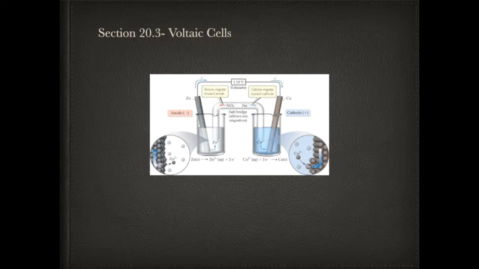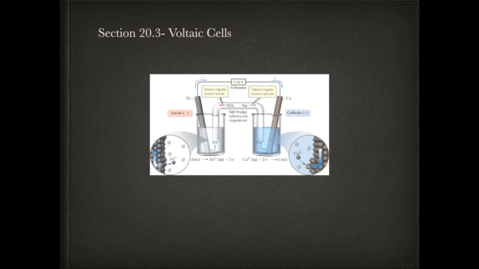Now, a couple of other pieces of information that I need to include. The first one is wherever oxidation occurs, that's called your anode, and the way that I remember it is because those are both vowels. Wherever reduction occurs, that's the cathode. So notice zinc is being oxidized, so that's the anode, and copper is being reduced, so that's the cathode.